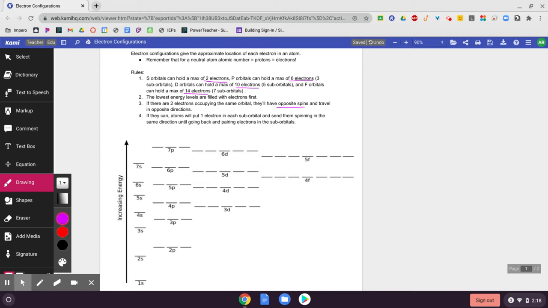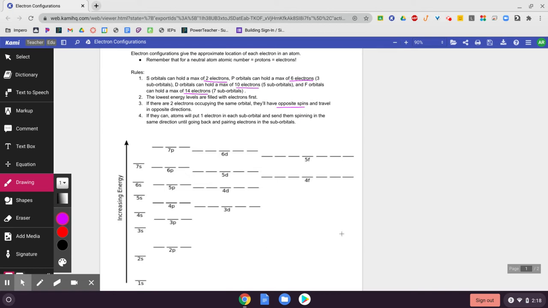Now, atoms, if they can, want to put 1 electron into each suborbital first before they go back and pair up electrons in those suborbitals. And that's a spacing issue. Everybody kind of wants to have their own space. So do electrons, if we can allow them to.